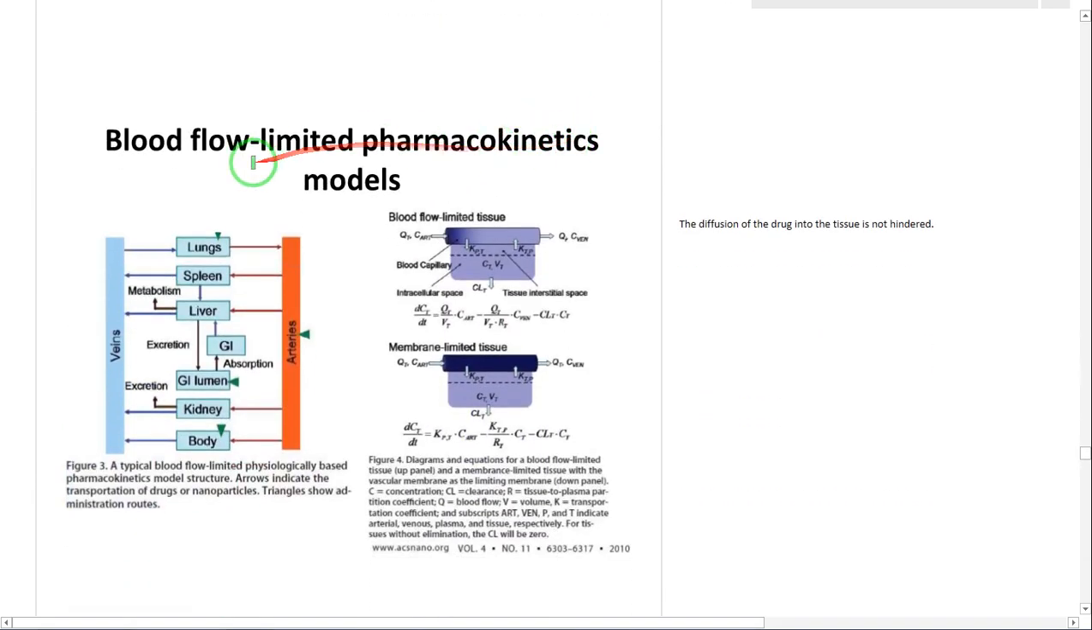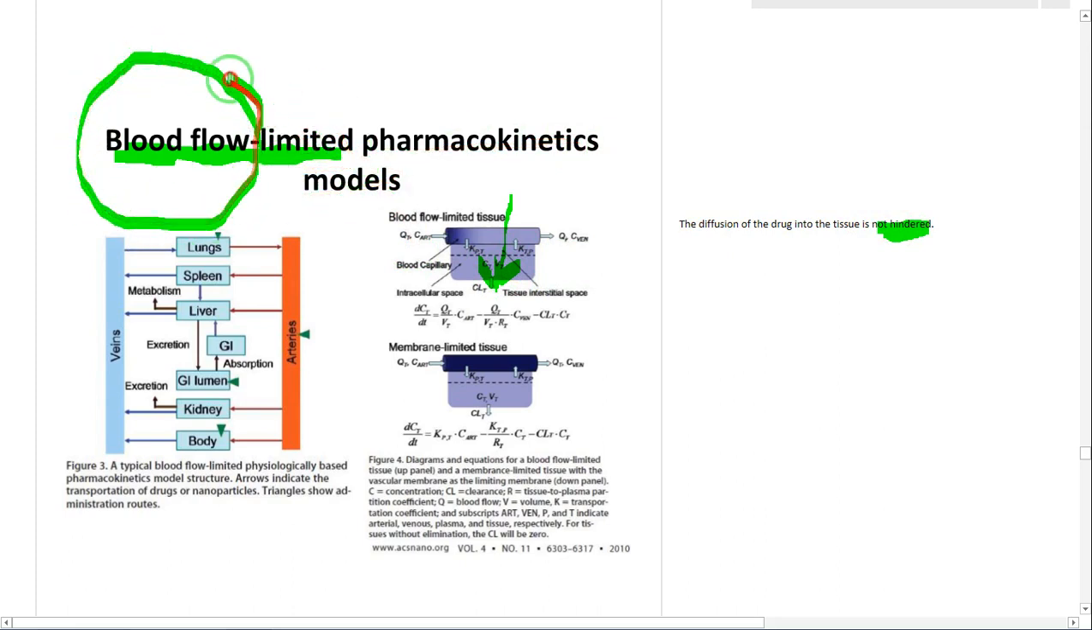Well, one of the models that we can consider is the blood flow limited model for the pharmacokinetics, and it tells us that it is only limited to the blood flow, and the diffusion of the drug into the tissue is not going to be hindered, is not going to be hampered. So the pharmacokinetics tells us that the more the blood flow reaches this site, the more the drugs have the possibility to diffuse into the tissues.